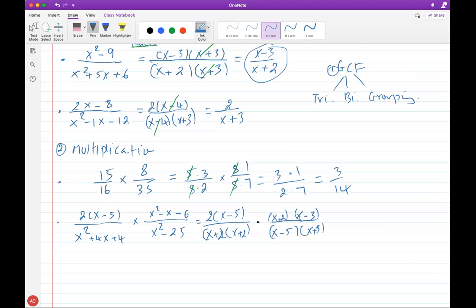And what do we do next? Everyone, what happens next now? Can we cancel now, Professor, or no? Remove x plus 2 and remove x minus 5. Exactly. So we can cancel all the common factors. One from here against one from here, just like we do with the numbers.